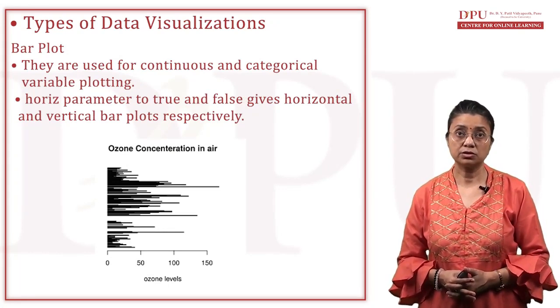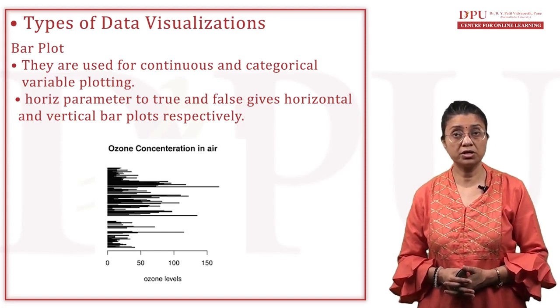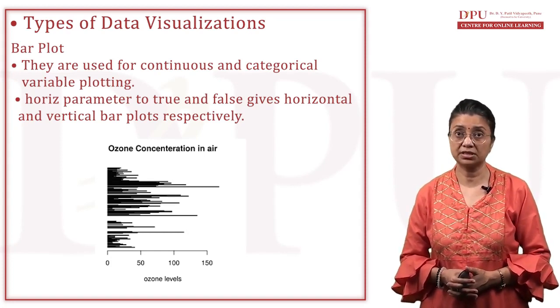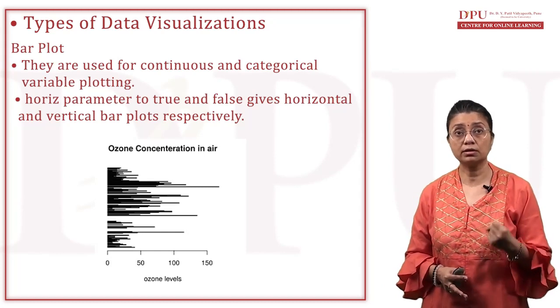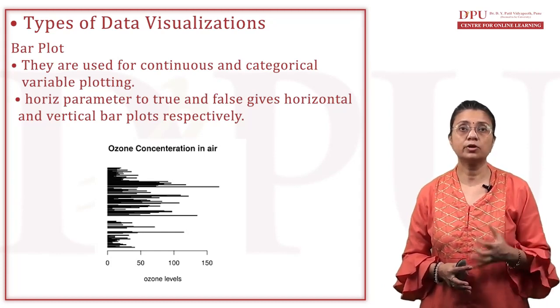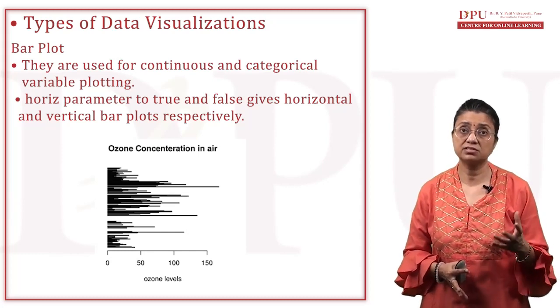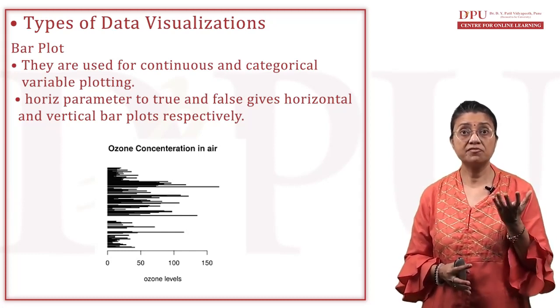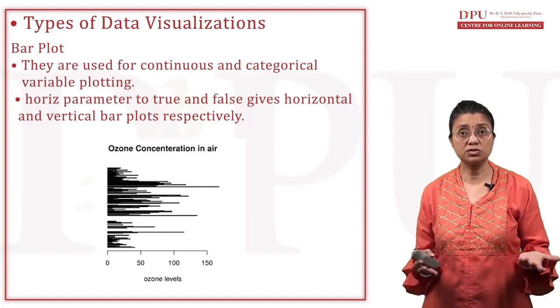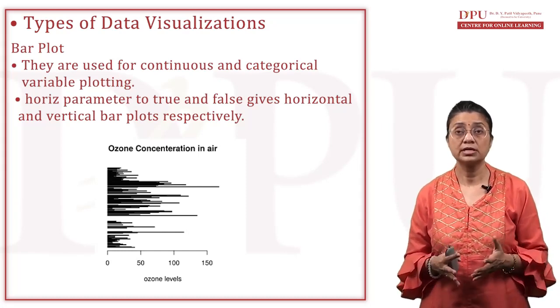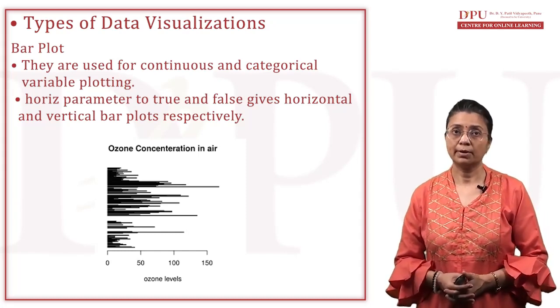The horiz parameter set to true and false gives horizontal and vertical bar plots respectively. So we come to a conclusion that in the bar plot function, we have a horiz parameter which, if it is true, will give a horizontal bar plot, and if it is false, it will be a vertical bar plot.